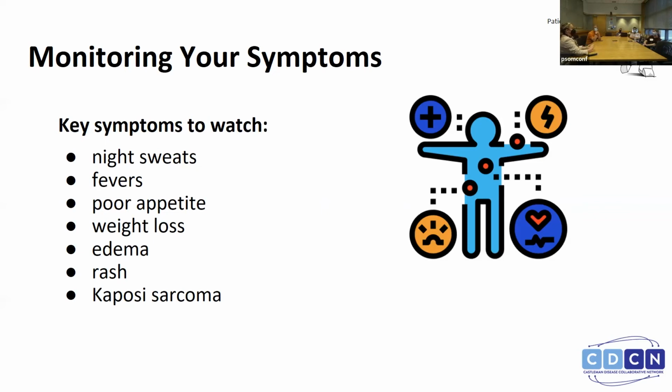So the first time you had Castleman, maybe you had fevers and felt really, really tired and had a lot of brain fogginess. Well, if you feel that coming on again, go to your doctor. Maybe you had a lot of GI distress or pain in your abdomen, see your doctor about that. Again, Kaposi sarcoma is a big one.